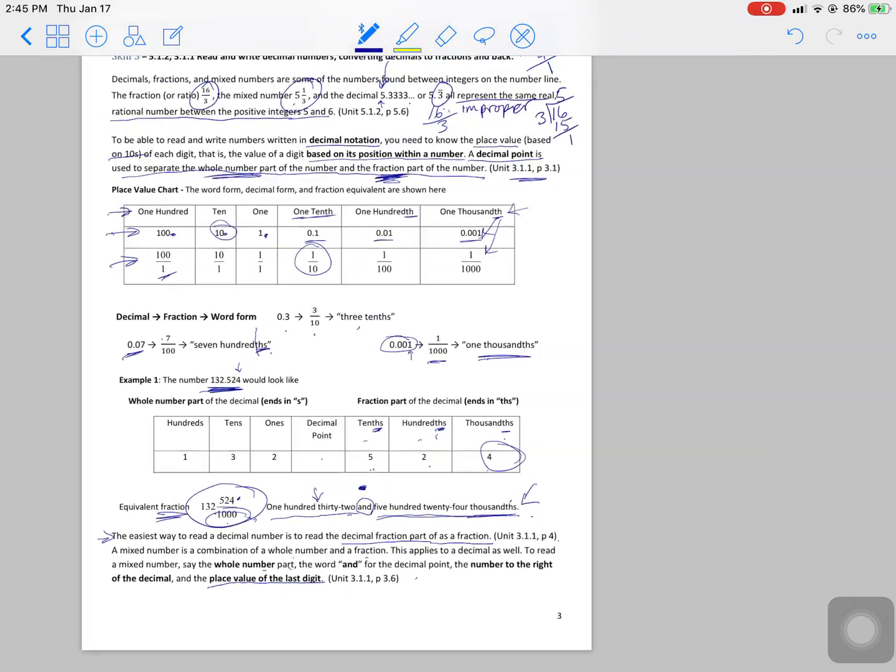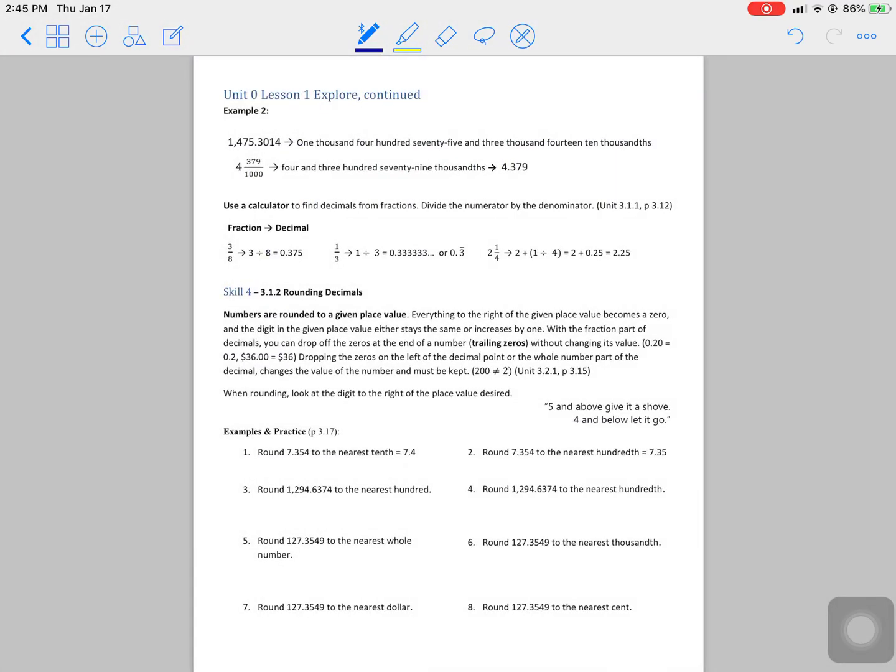So let's see. Where's the next page? There we go. Sorry about that.